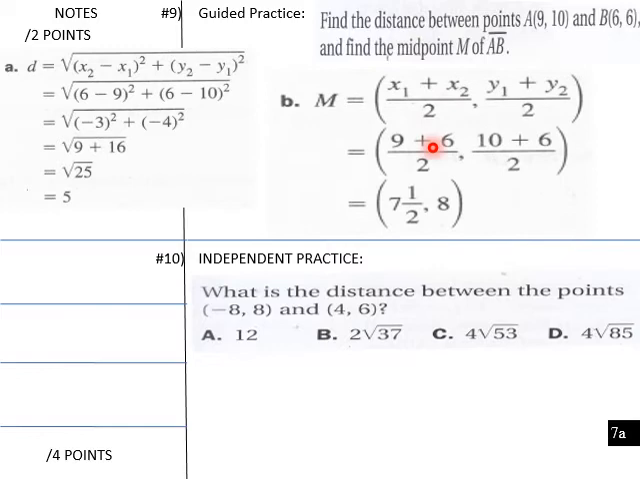And then for our midpoint, we're going to add. For the midpoint, you add x1, x2 over 2, and then y1, y2 over 2. 9 plus 6 over 2, 10 plus 6 over 2. We get 7 and a half and 8. That would be our midpoint. When x equals 7 and a half, y equals 8. That would be our midpoint on this segment AB.